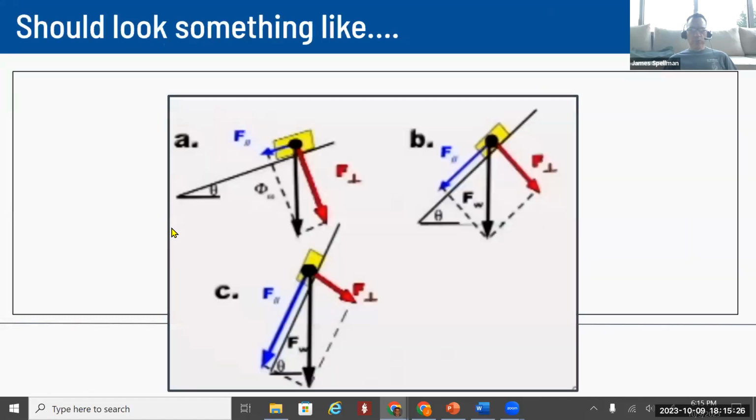So when you've moved these along, hopefully what you end up seeing is this black line on A and the black line on B and the black line on C. That's going to be the weight of the object pressing down. And again, notice it still goes straight down.